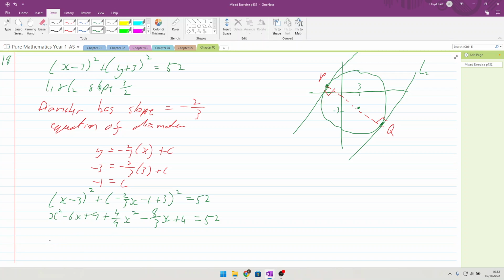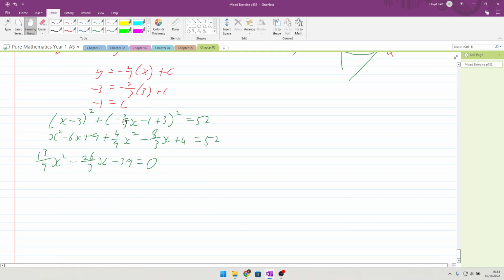Giving us then x squared, (1 plus 4/9) is 13/9, so 13/9 x squared. What are the x's doing? Minus 6 and minus 8 over 3. So minus 6 minus 8 over 3 is minus 26 over 3. And then we've got a 9 plus a 4, take away a 52, which is a minus 39, equals 0.